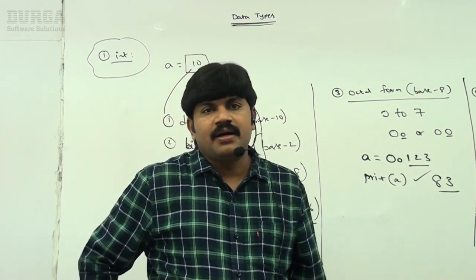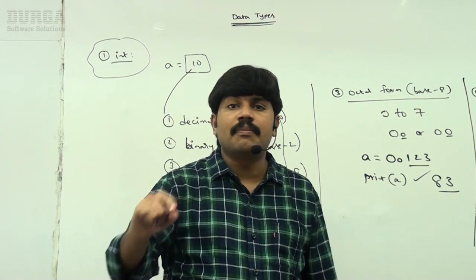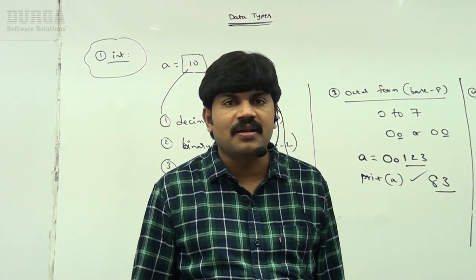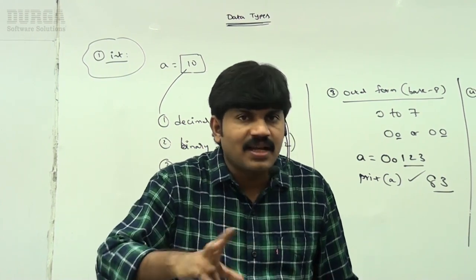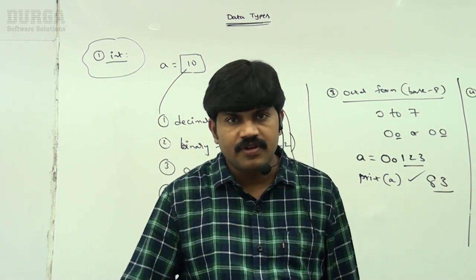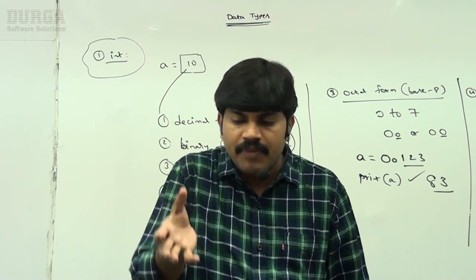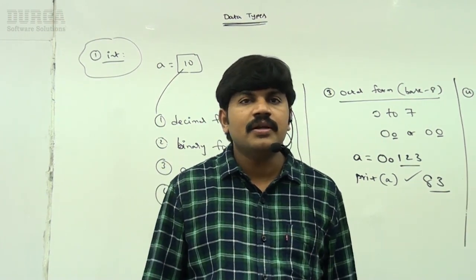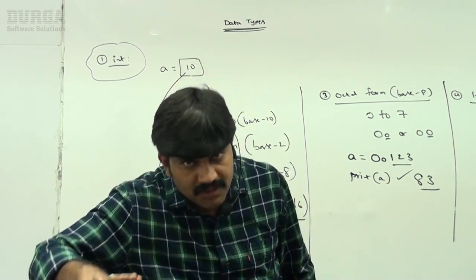Some people may ask, sir, I want output in binary form, I want output in octal form. Is it possible or not? Yes, base conversion functions are there. By using those base conversion functions, we can convert binary to octal, octal to hexadecimal, and so on. We will discuss that part. Up to this, is it clear?